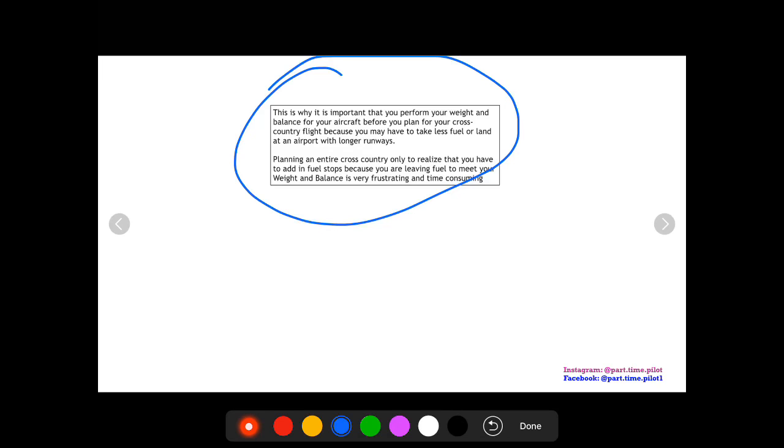Now I have to plan a fuel stop. Now I have to put in a new checkpoint. Now I have to calculate a new course, a new heading, new winds, new airspeed, all that stuff. You don't want to do that. It's very frustrating. I've been there. I've done that. Do your weight and balance first.